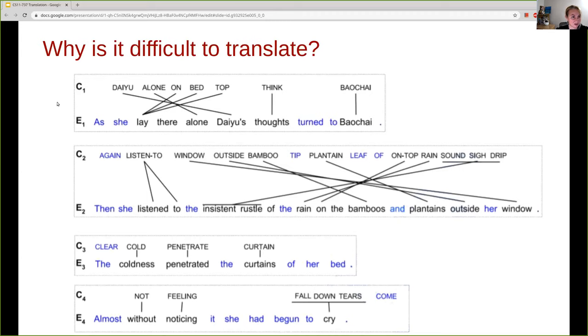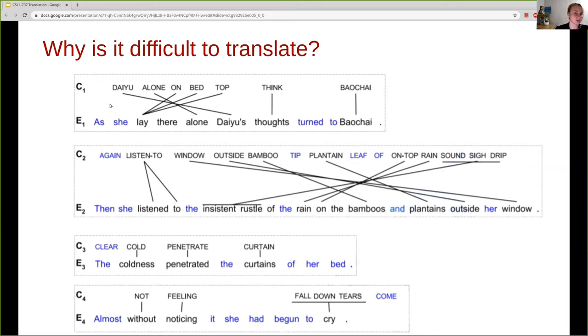Now, the words colored in blue correspond to words in English or in Chinese that did not have any direct translation in another language. And other words that are colored in red are connected with the sentence in another language using lines. These lines are called alignments.